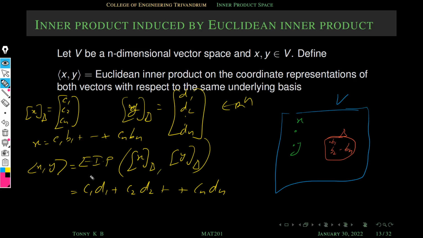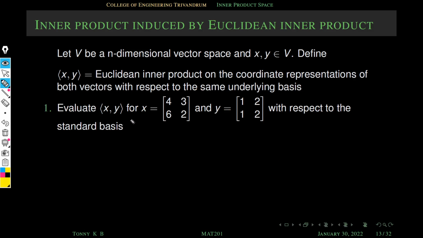Naturally, this induced inner product depends on the basis. If you choose another basis b1 for this V, then of course these coordinates are different. The coordinate of x with respect to b1 is different, and similarly the coordinate of y with respect to b1 is different. So automatically this inner product is different. So the induced inner product depends on the basis.